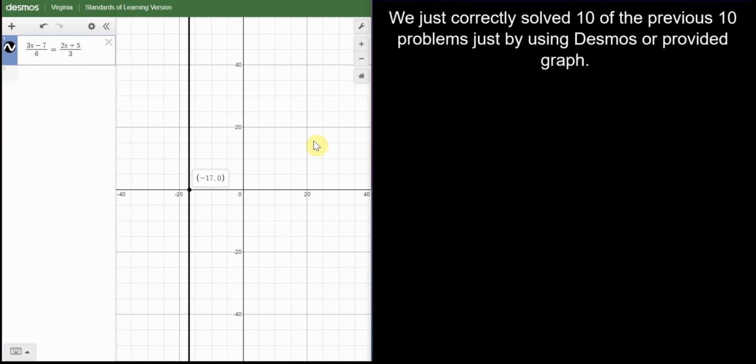So as you guys can see, we solved every single problem from that set just using Desmos, or in the one case, they already provided us the graph, and they probably used Desmos to create that graph.